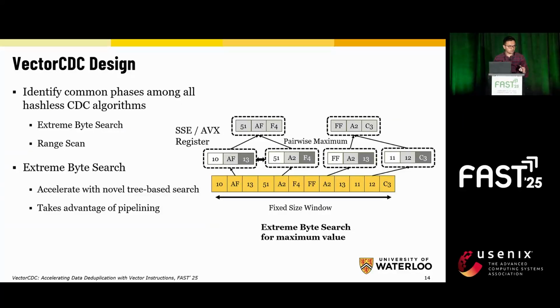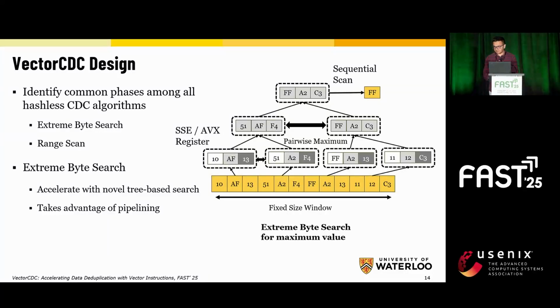Now in step 2, we run a Vmax operation between these registers. And we keep repeating this process to build a tree. We keep repeating this process until we're left with only one register, which contains the maximum values from the entire region, which we sequentially scan to determine its value. In this case, it's FF. So this is the first phase.